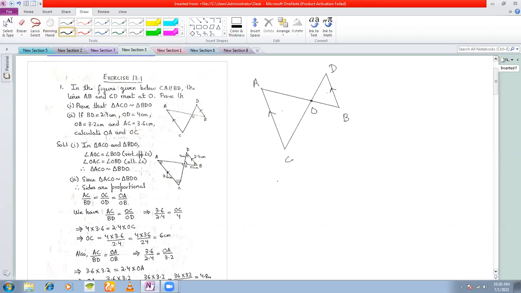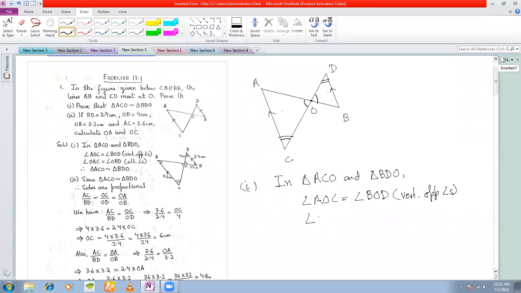Yes. So let's prove. So in triangle ACO and triangle BDO, angle AOC is equal to angle BOD. Why? Because these are vertically opposite angles. Let's mark these two angles equal. This angle equal to this angle. Next, what are the two other angles equal? You can take these two angles to be equal because these two are alternate angles. So we'll write angle ACO is equal to angle BDO. They are alternate angles.